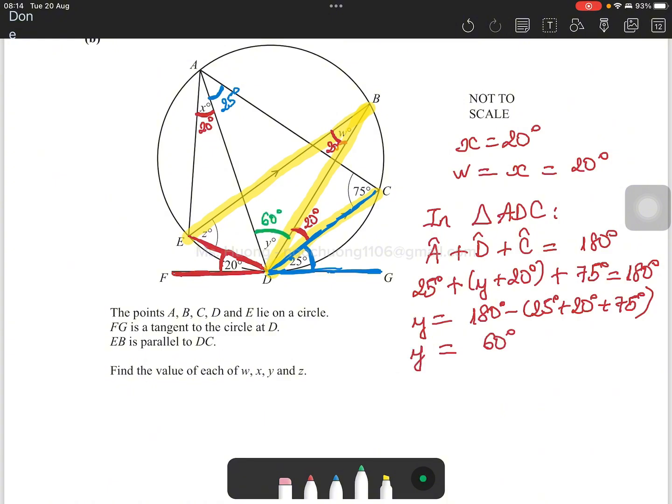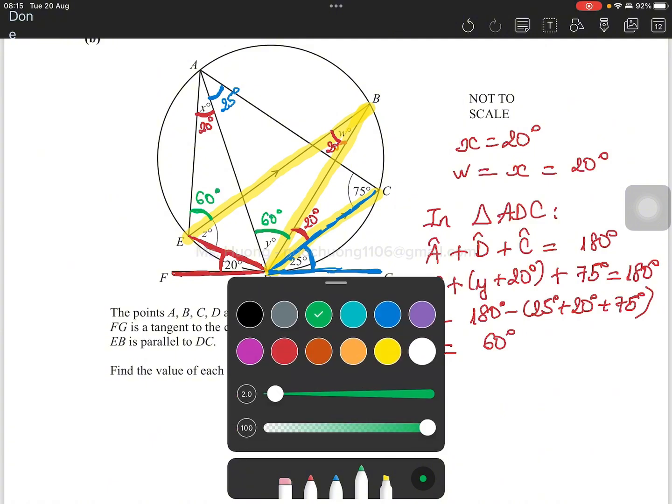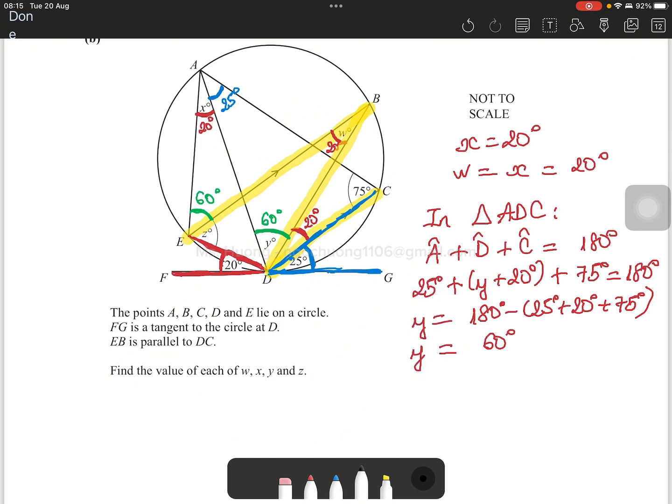If Y is 60 degrees, then the angle ADB should also be 60 degrees because they are the angles subtended by the same chord AB. And now we can find the size of the angle Z. To find the size of the angle Z, we will look at the cyclic quadrilateral ABCD.